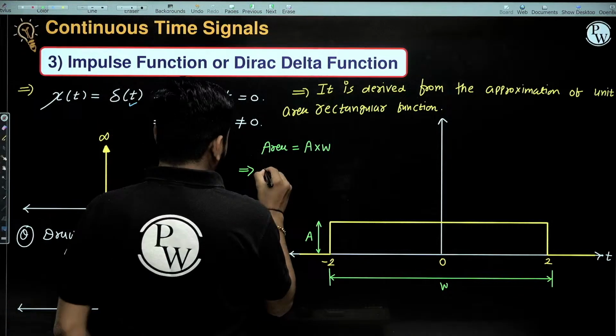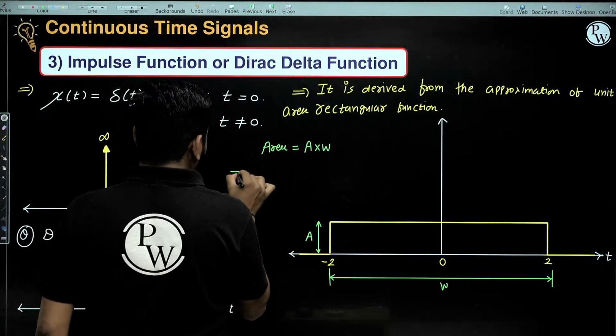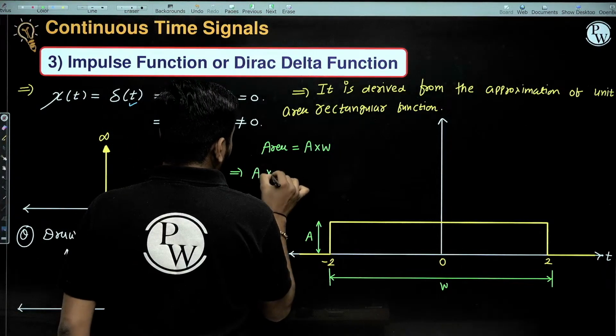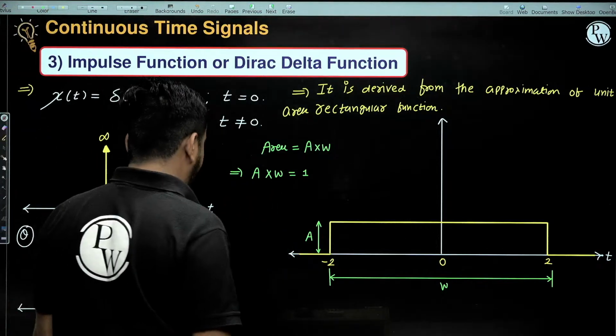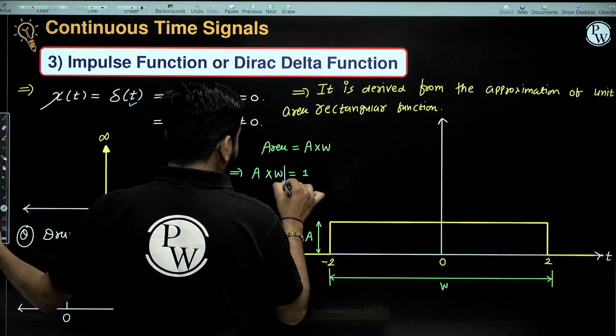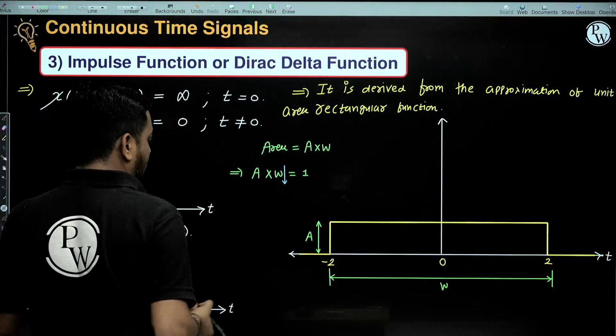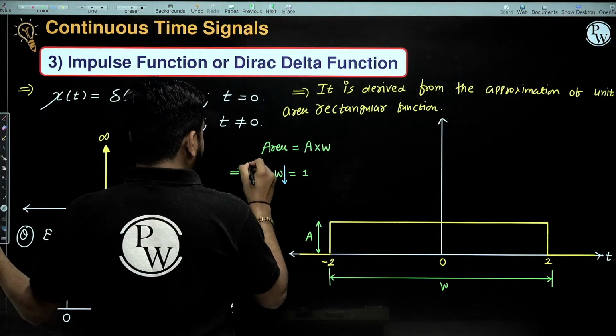Now here area is equal to 1. Area 1, guys. That's why now we are considering area 1. So A into W is equal to 1. Now you can see, guys, if I decrease the width of this rectangular function, the product is constant, so amplitude increases, guys.